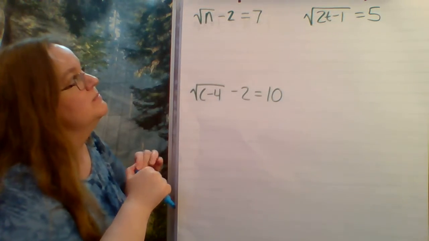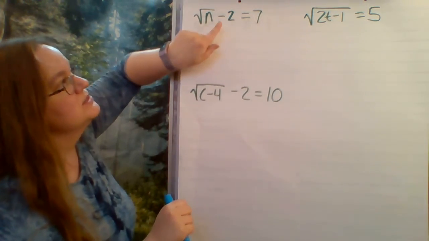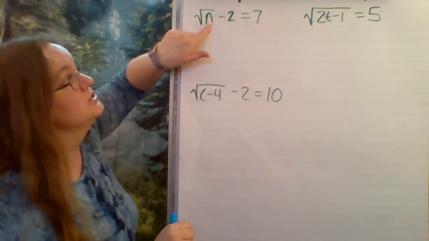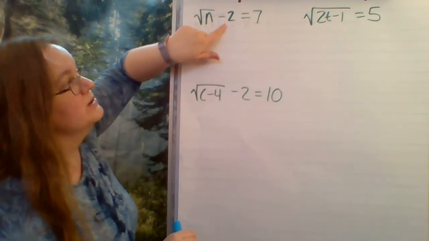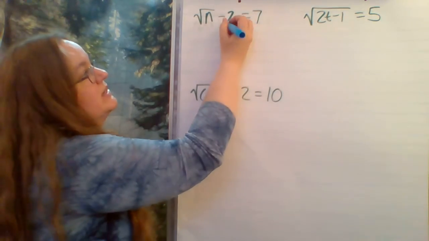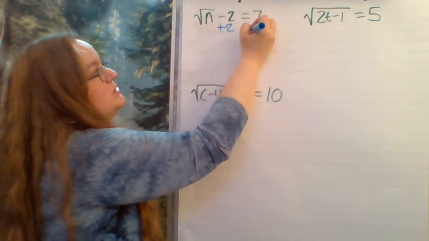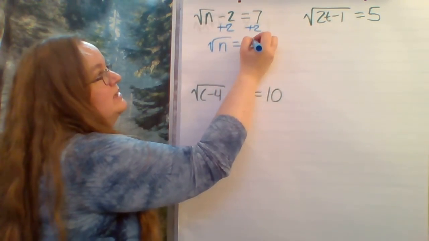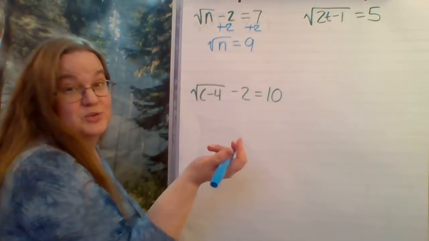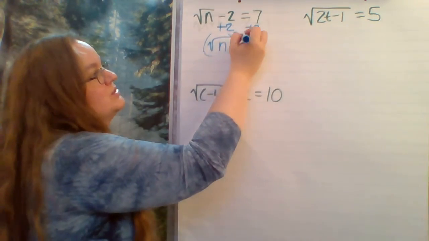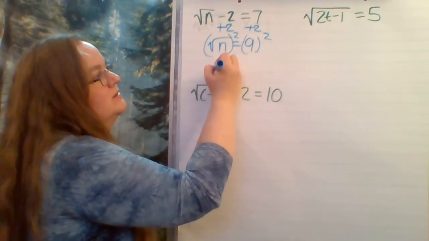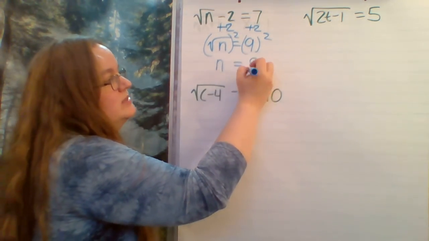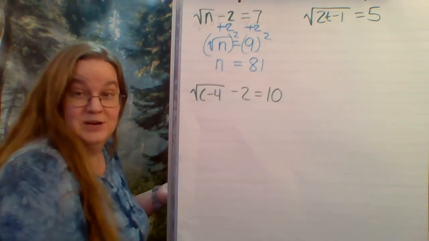If you look at this one, there's a minus 2 outside of the radical sign on the same side of the equation. So the first thing I have to do is isolate the radical, which means I have to get rid of the minus 2 by just adding 2 to both sides. So the square root of n equals 9. And then I'm going to square both sides. So squaring it, square root of n times the square root of n is n, and 9 squared is 81. And so I'm all done.